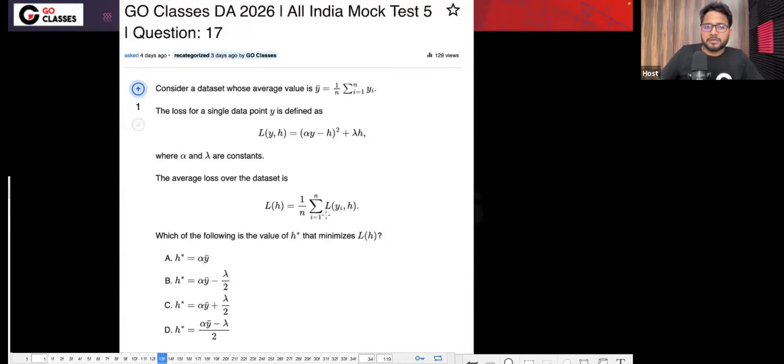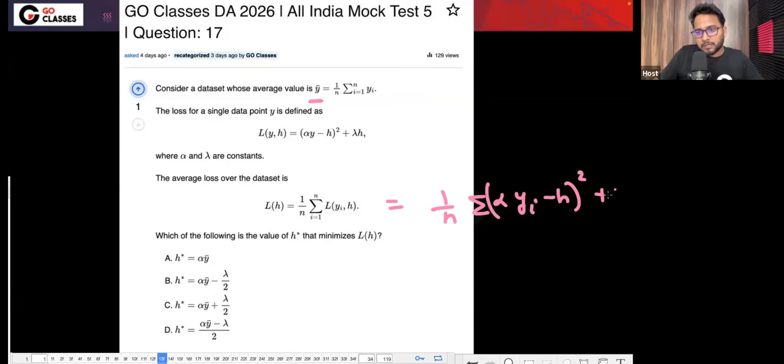Now let's see this question. In this question, they are just asking us to differentiate this function with respect to h. So let's just quickly do it. They are saying that the mean or variance is basically something like this, and now we want to differentiate this function. It will be 1 upon n summation over alpha yi minus h whole square plus lambda h. This is 1 upon n.